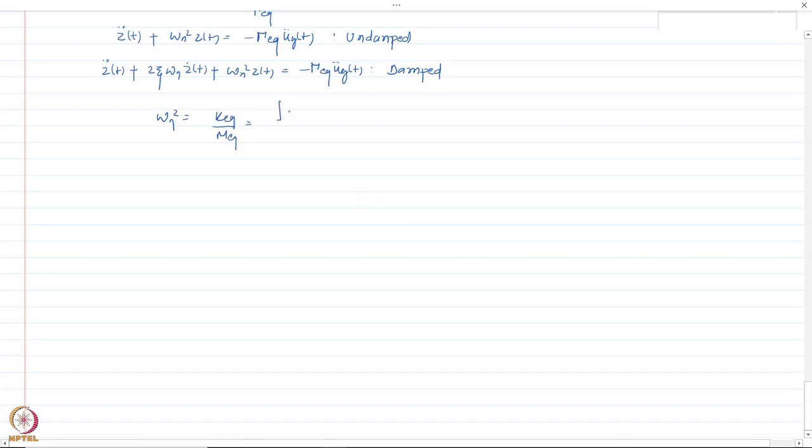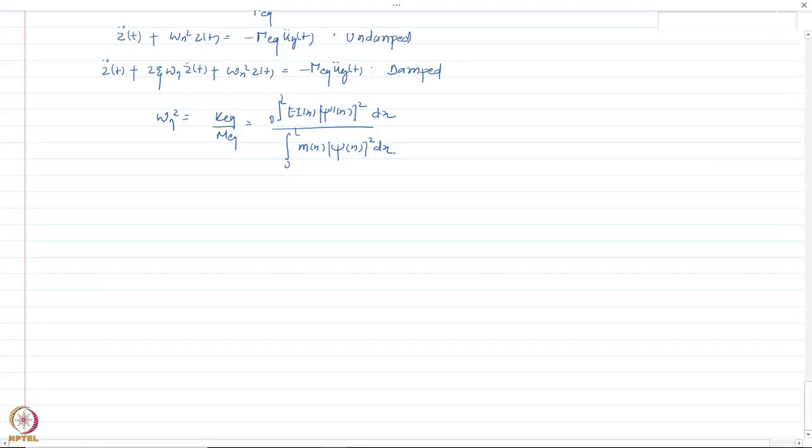Okay, so I can write this as EI(x) times (φ''(x))² integrated over 0 to L, and then I have the expression for m equivalent, which is m(x) times (φ(x))² dx. Okay, so this makes our job a lot easier. This allows us to analyze a continuous system without having to approximate it as a multi-degree of freedom system. Okay, so a continuous system can be reduced to a single degree of freedom system, which we call generalized SDF system, with the help of a shape function.